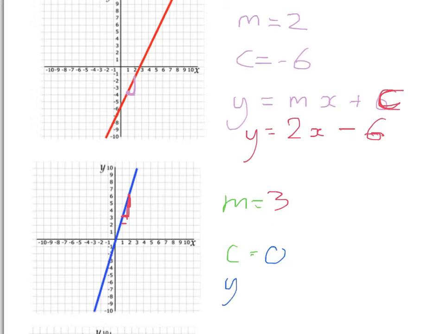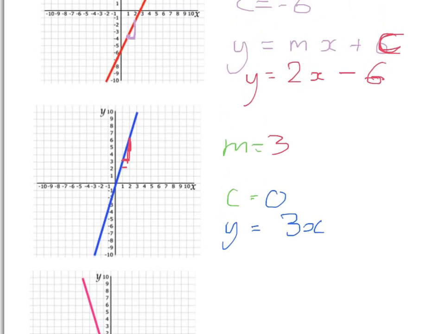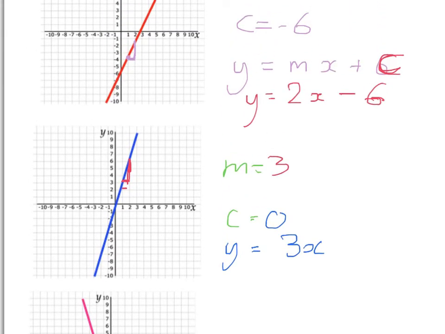So y equals the gradient, which is 3x, plus c. Well, the c is 0, so we could put plus 0, but we don't need to because it has no effect. So it's just y equals 3x. So far, we found the gradient by looking for one square across, how far do we go up, and also where it crosses the y-axis, because that is our y-intercept.